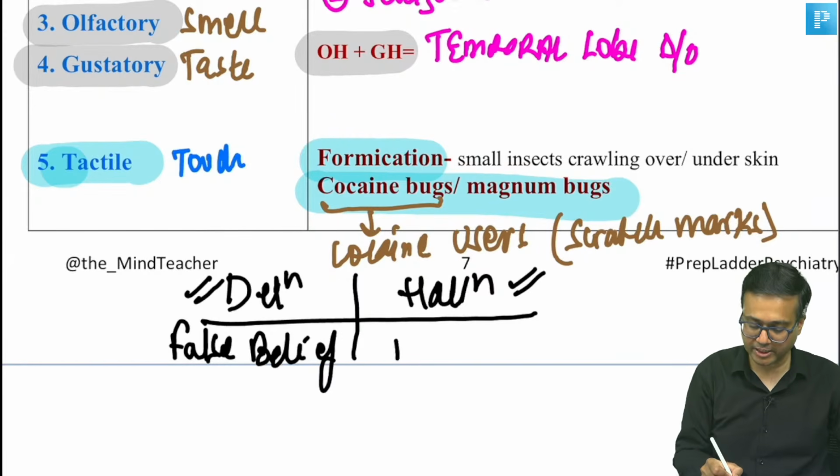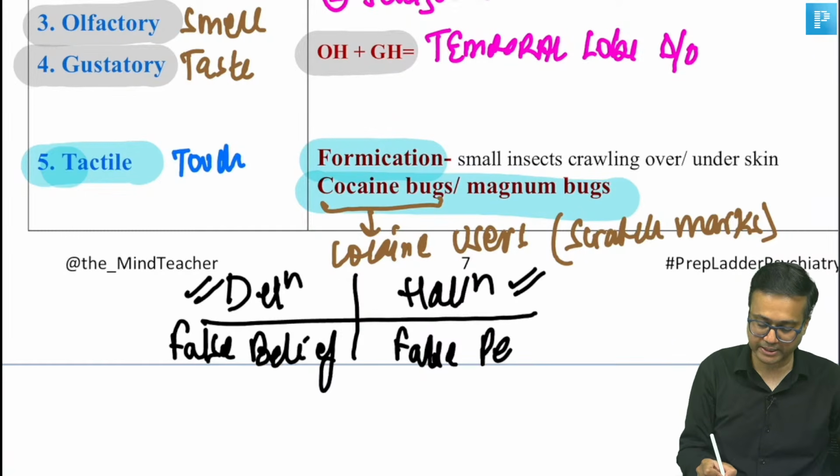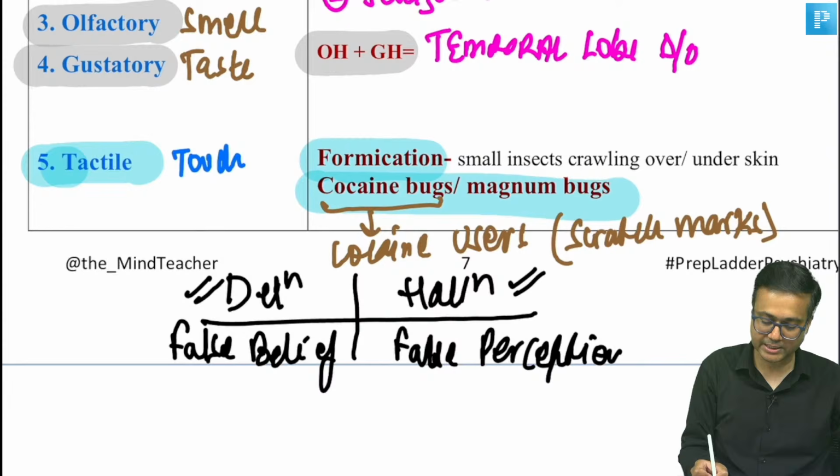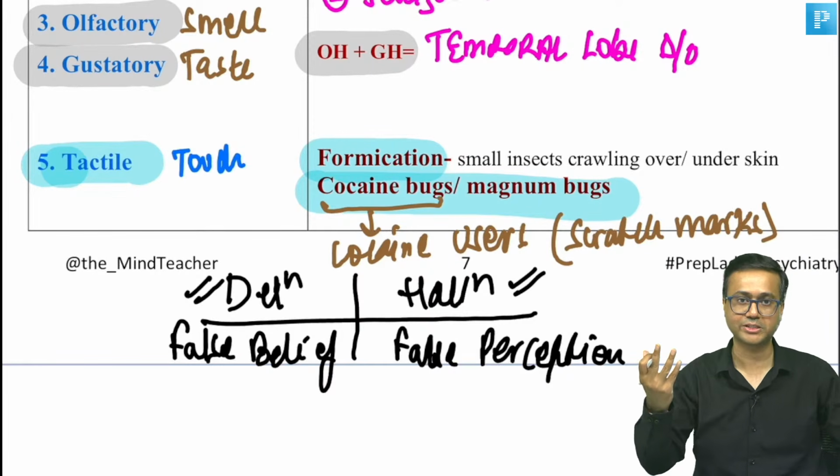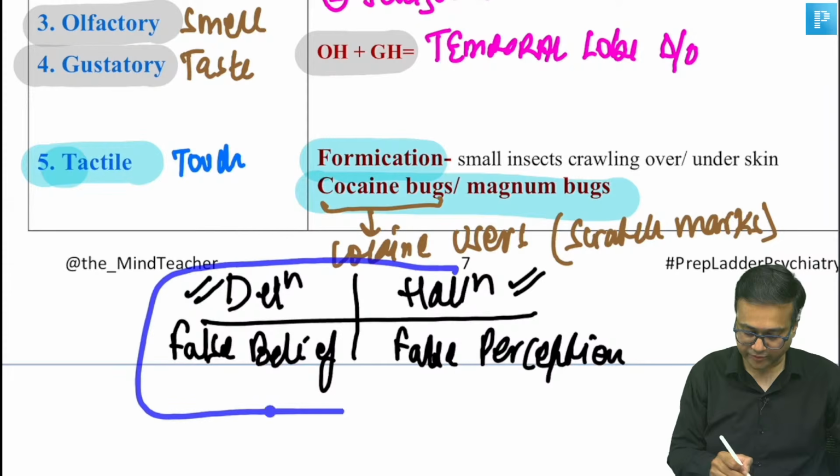While hallucination, beta, what it is? It is a false perception. Patient says, I can hear the voice of my neighbor planning to kill me. This is auditory hallucination. I hope the difference is clear to everyone.